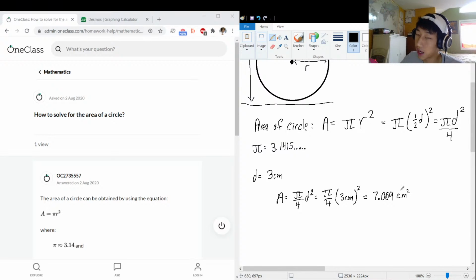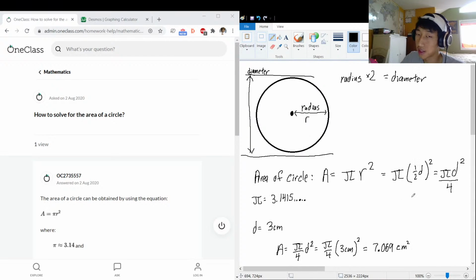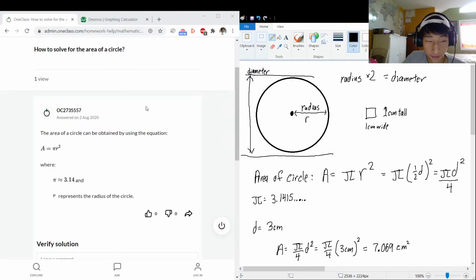Now, keep in mind, when we square this, we know that the centimeter, the unit, has to be squared as well. That's why we have square units, and like a square centimeter is a square that is 1 centimeter tall and 1 centimeter wide. Well, I guess it has to be 1 centimeter wide if it is a square after all. So that would be an example of how you can calculate the area of a circle.